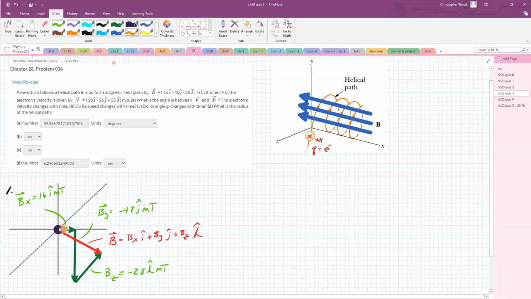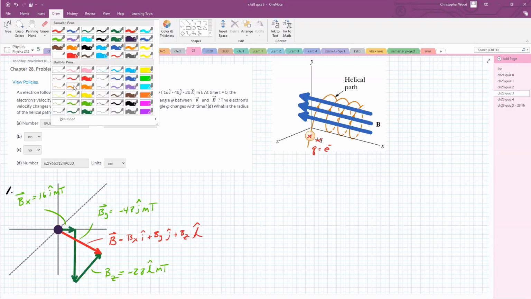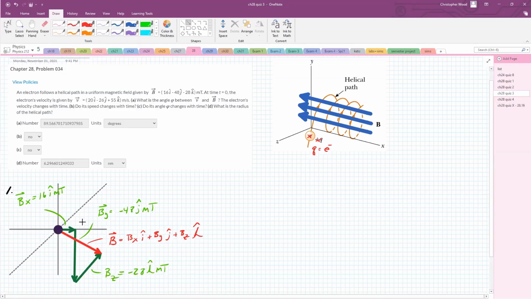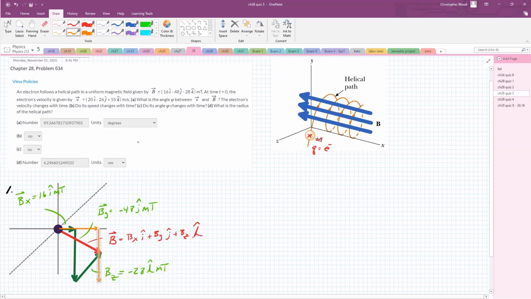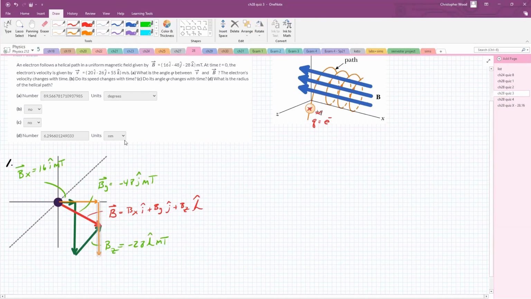Let me change vectors. So this is a whole different scale, but here's my velocity vector at this particular moment. 20 i hat meters per second. Negative 26 j hat meters per second. And it's getting pretty crowded here. And then positive 55 k hat coming out in the j hat direction. So like that.